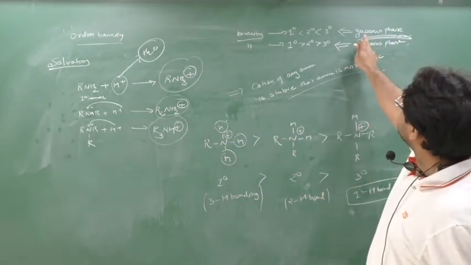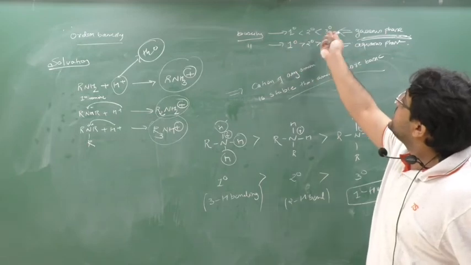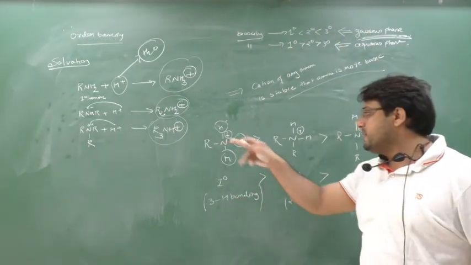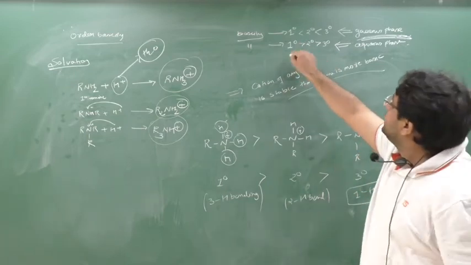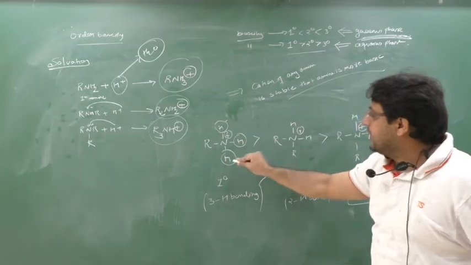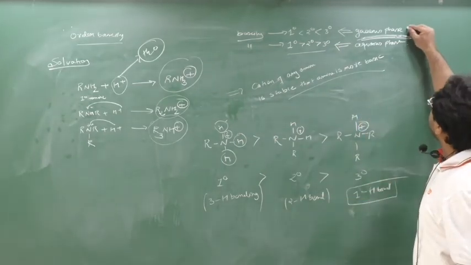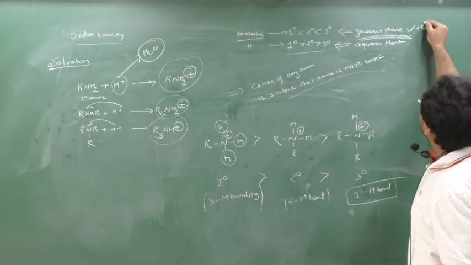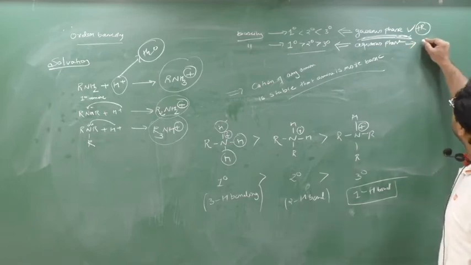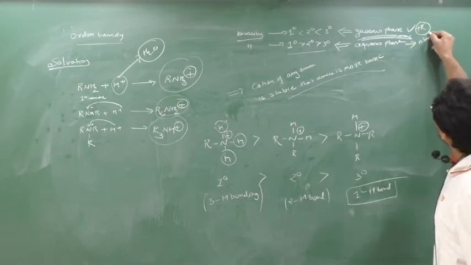But in the gaseous phase, 1 degree is less basic than 2 degree, than 3 degree. Here also, more stable, more basic. How are we checking the stability? By seeing the hydrogen bonding. Here we are applying the logic of plus R effect. And here we are applying the logic of H bonding.